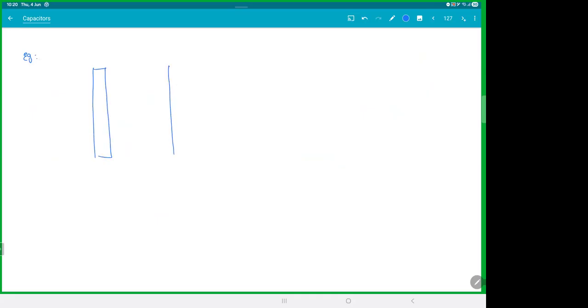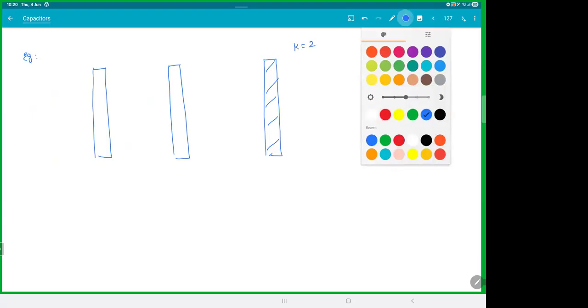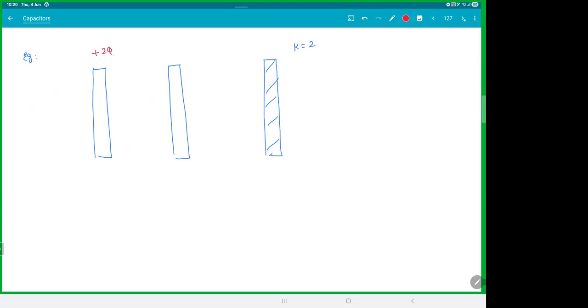Let's say we have a conductor, and we have a dielectric slab. And let's say here K is equal to 2. Let's say this thing has a charge 2q and this thing has a minus q charge. This is neutral. Find the charge distribution. So for conductors, that formula is same. The facing plates will have equal and opposite charge. The dielectric is a mess.